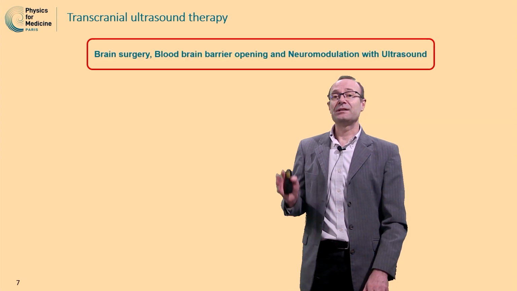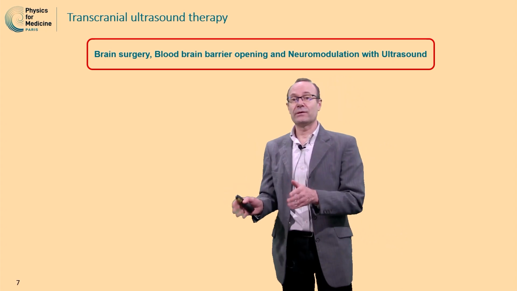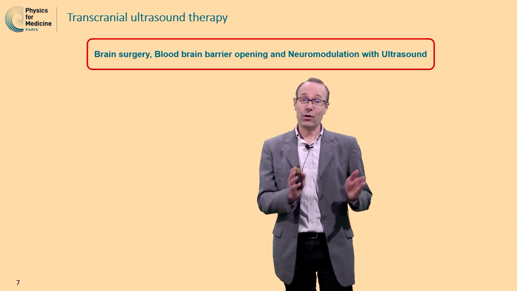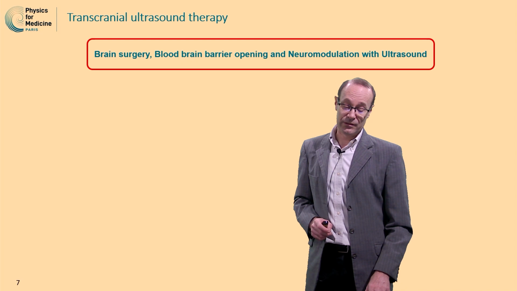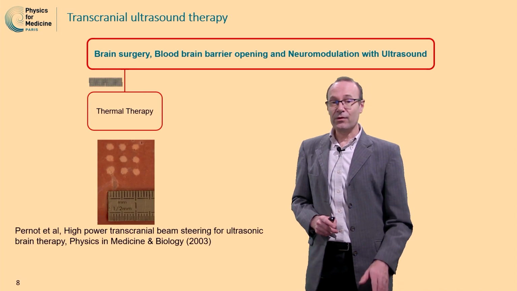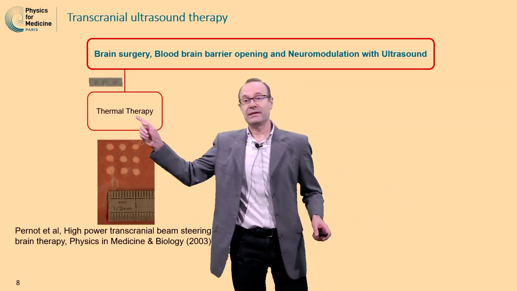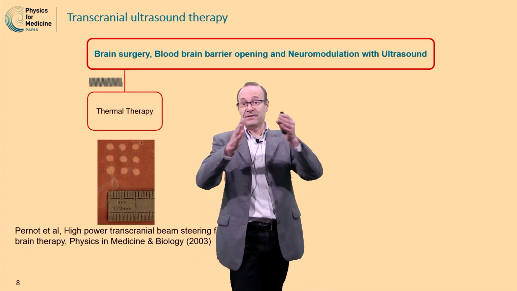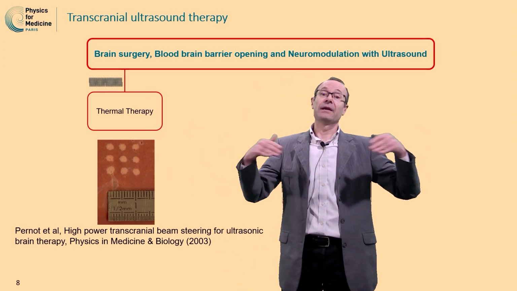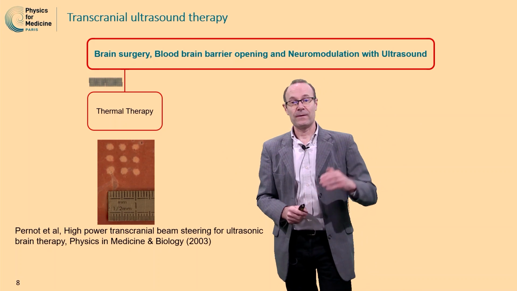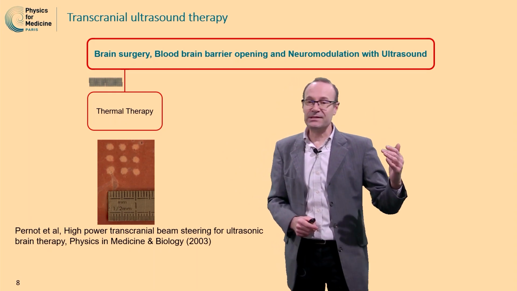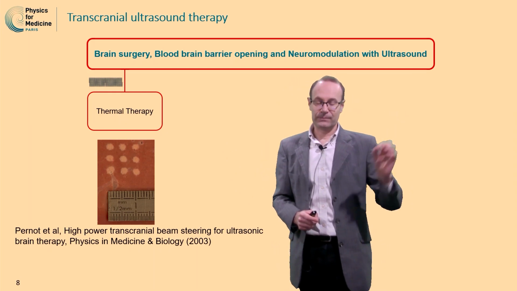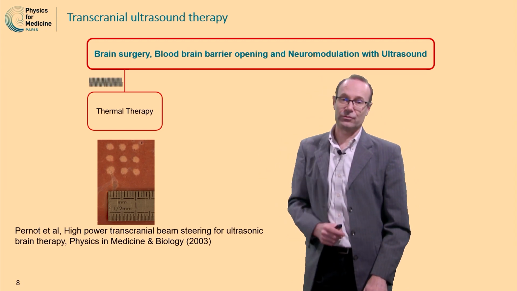You know that it is possible to achieve either brain surgery or blood-brain barrier opening or neuromodulation with ultrasound waves. For thermal therapy, we will use continuous waves. They are emitted continuously in time, and they increase the temperature in tissues up to typically 60 degrees in order to necrose tissues and perform surgery.